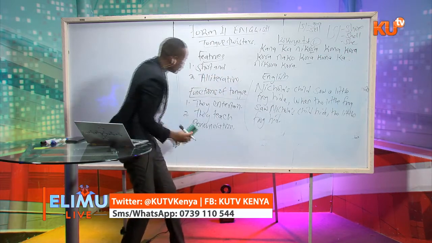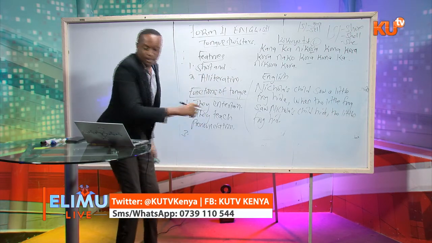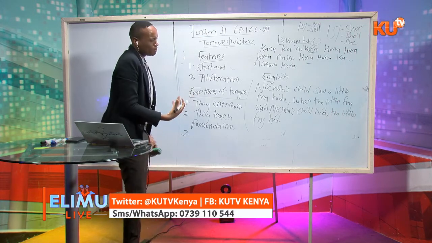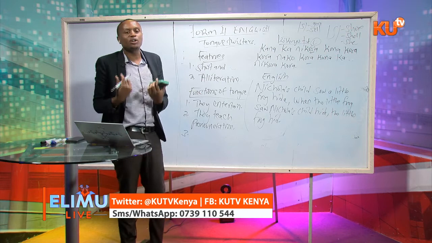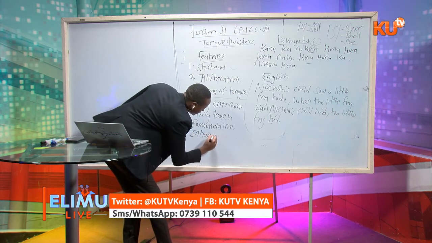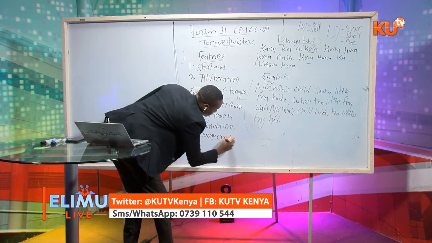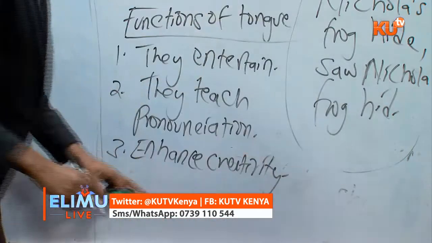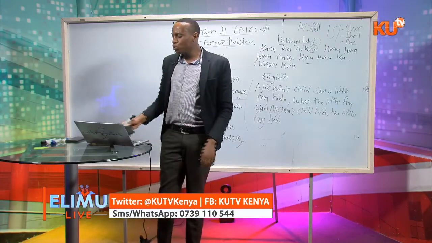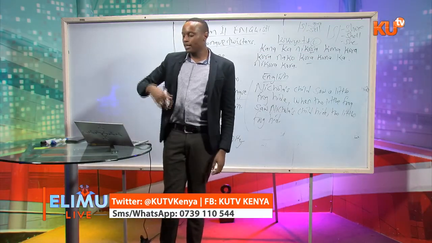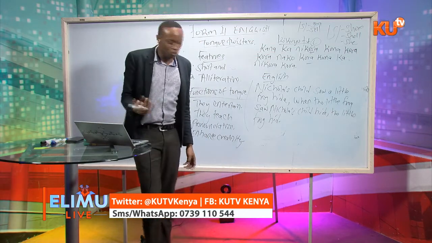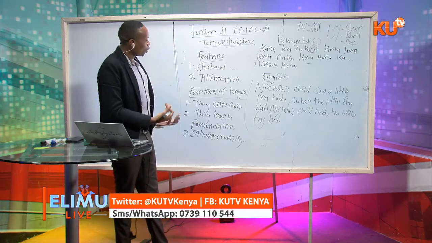And the last function of the tongue twister, they enhance creativity. You become more creative when you start saying this, or maybe you come up with your own tongue twister. It will enhance creativity. Remember, when you come up with your own tongue twister, you become more creative. That when it comes maybe to when you are writing a composition, or an essay, you are able to come up with your own words. You become more creative enough to come up with your own article.